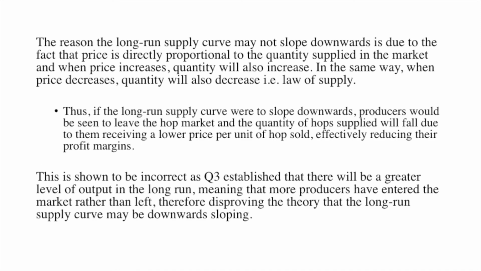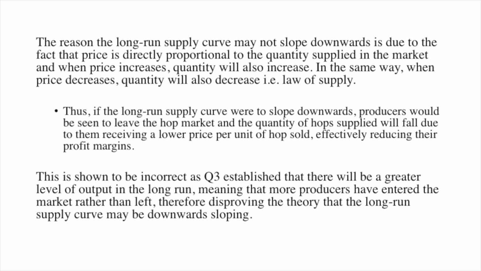The reason the long-run supply curve may not slope downwards is due to the fact that the price is directly proportional to the quantity supplied in the market, and when price increases, quantity will also increase. In the same way, when price decreases, quantity will also decrease, i.e., law of supply.